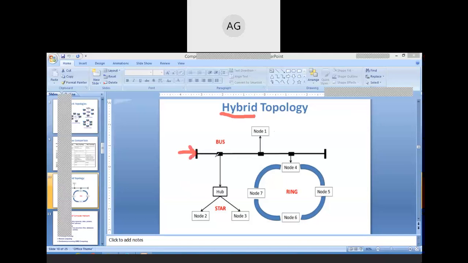As you can see on your screen, we are using the bus topology, as there is a central backbone, and node 1, the hub, and node 4 are connected through the bus. Here you can find a hub which is working as the central controller, so it is using the star topology, and here a ring is formed combining nodes 4, 5, 6, and 7. So here we are using the ring topology. As we are using bus, star, and ring topology, that's why its name is hybrid topology. And many times companies use this hybrid type of topology.